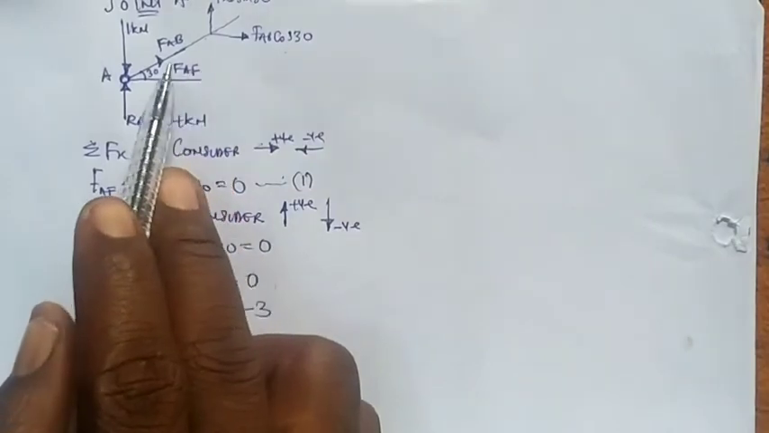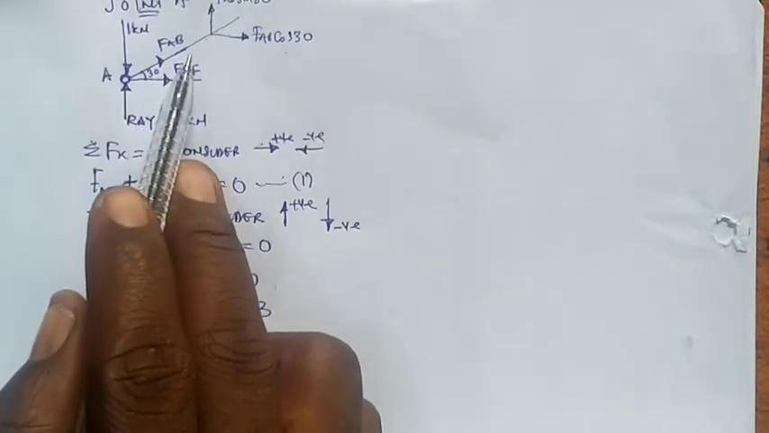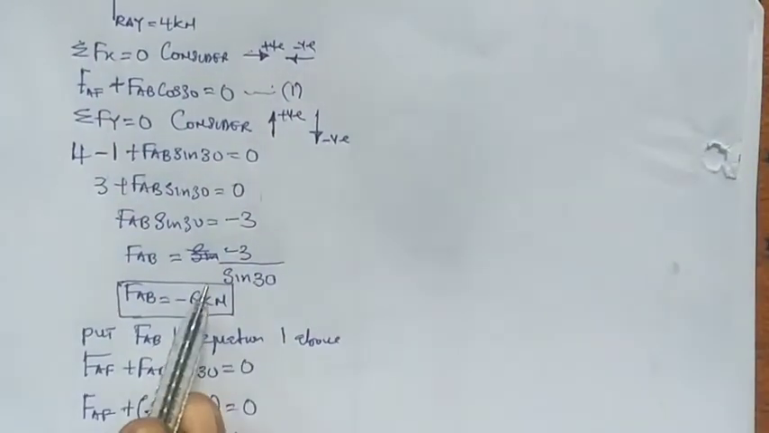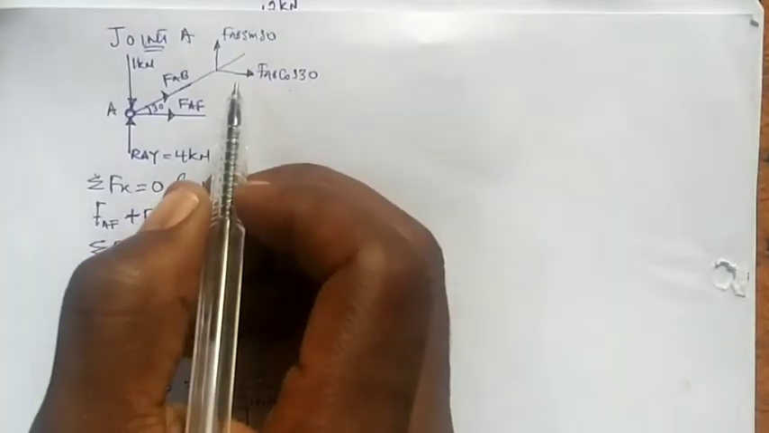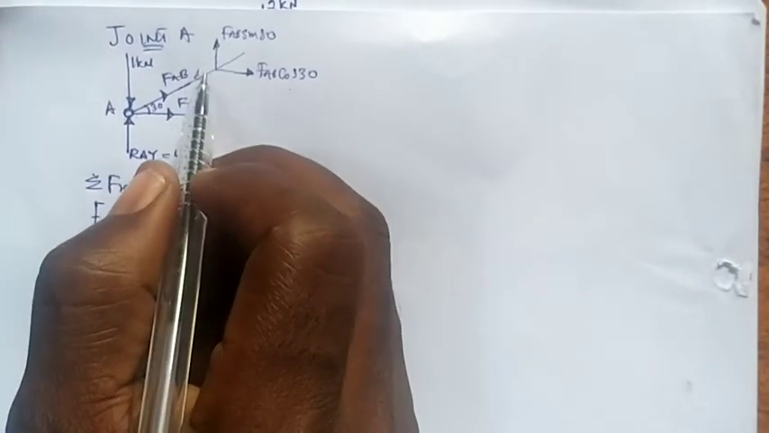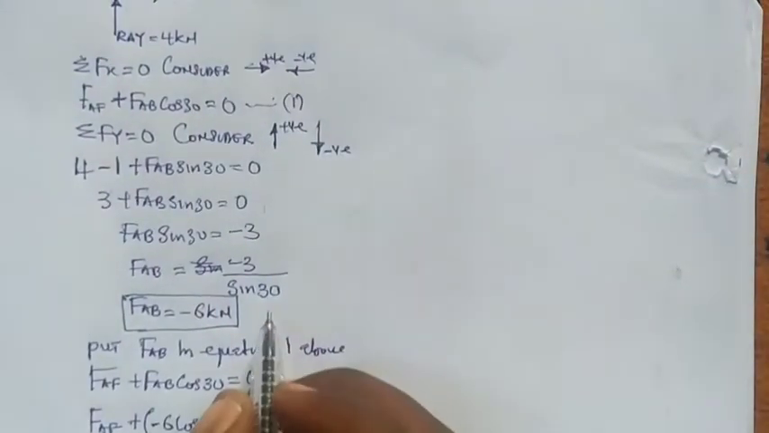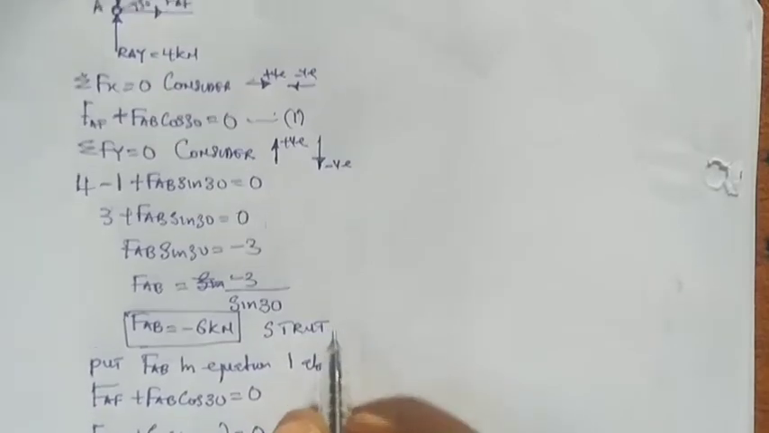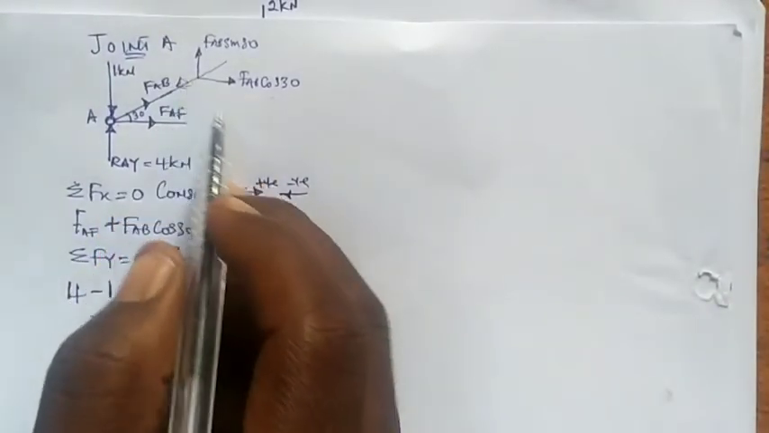Now if you look at FAB, it is going outward and it's positive here. But by the time we got our value having negative, you change the direction. The actual direction is supposed to be going backward, right? So if you are redrawing this, you draw it facing backward. That means this member is in inward force, which is called a strut.